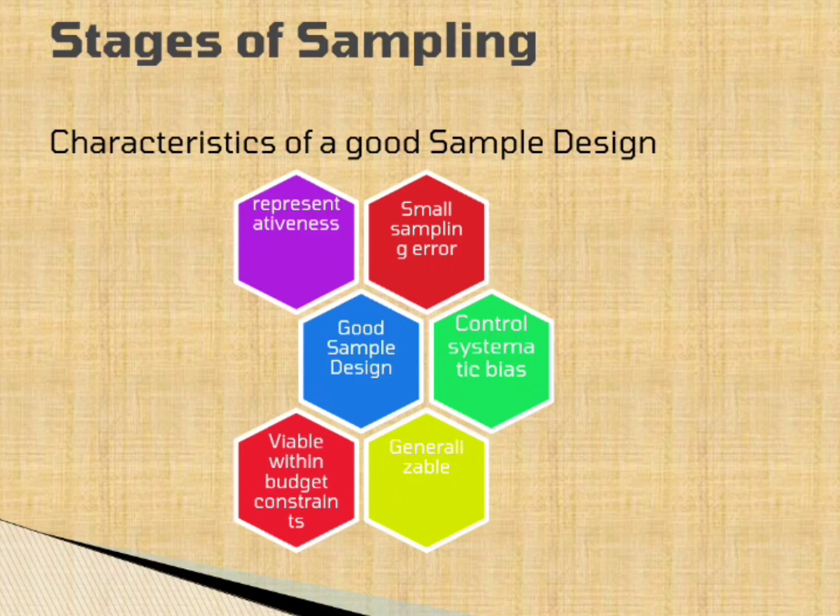Sample design must have small sampling error. The given sample design must be viable in the context of budget availability. Sample design must be such that systematic bias can be controlled. Sample should be such that the results of the study can be generalized with a reasonable level of confidence.